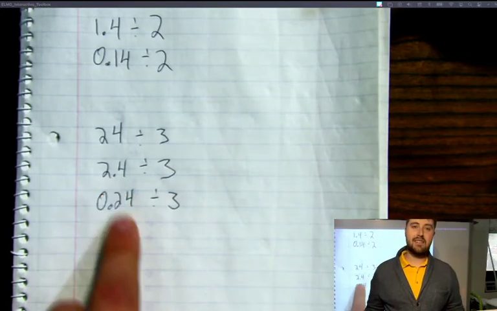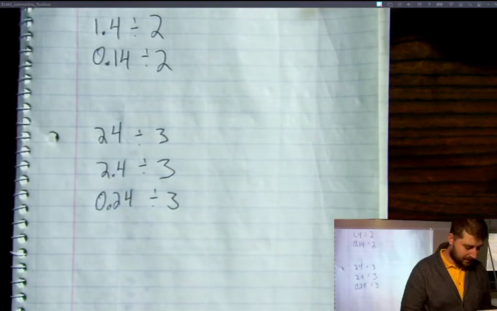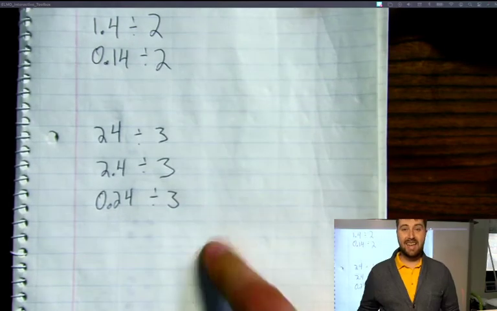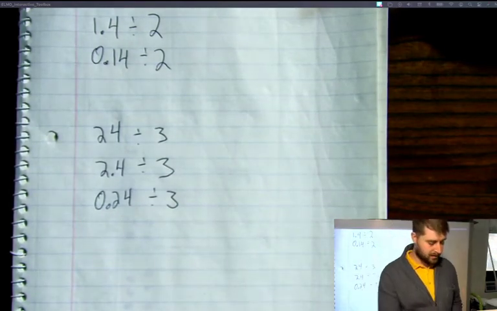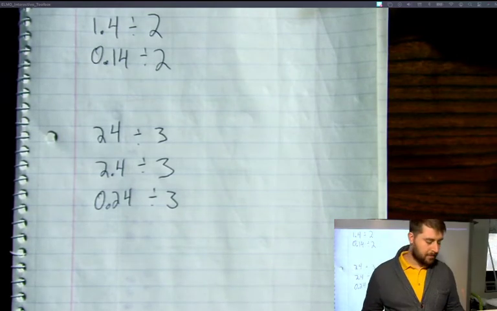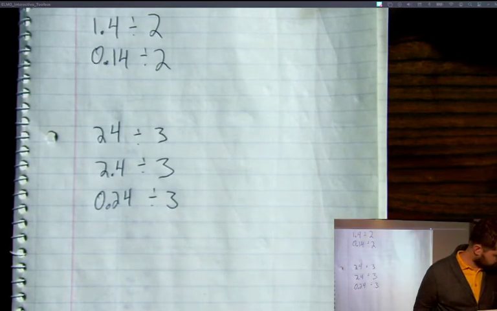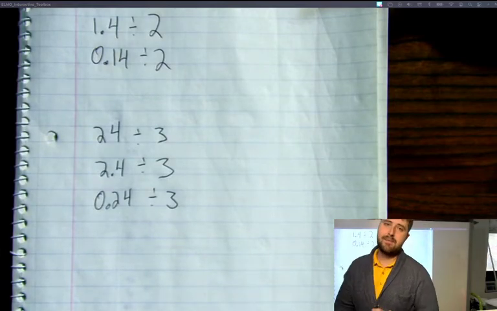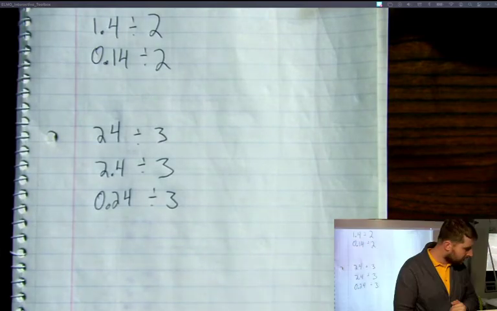8 what? 8 tenths. Absolutely. Down here we've got 24 hundredths. 24 hundredths divided by 3 is 8 hundredths. Because 24 divided by 3 is our same basic fact. It's 8. 8 what? 8 hundredths. All right. Awesome. If you have a question about this, please let me know. I'm happy to help you out.